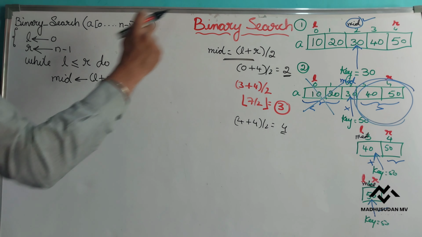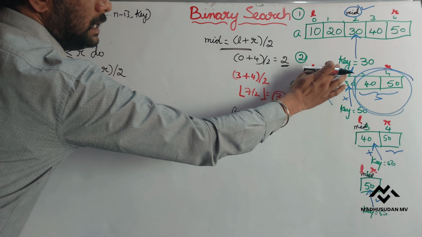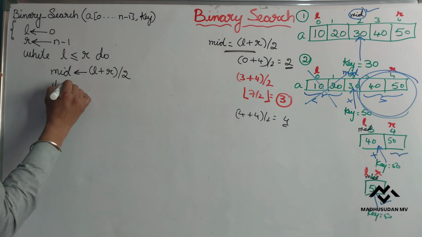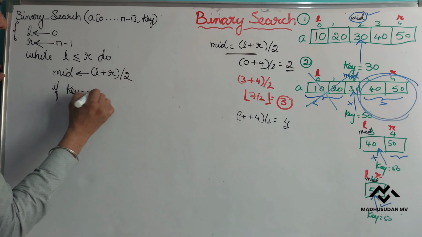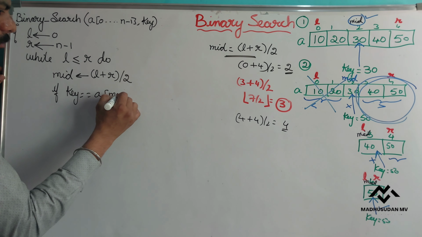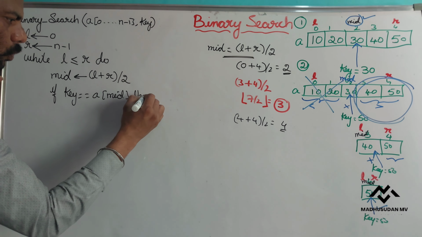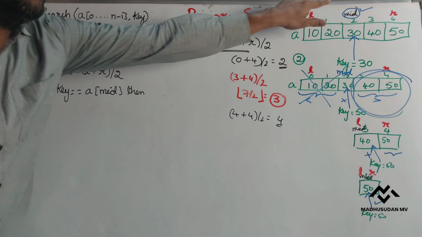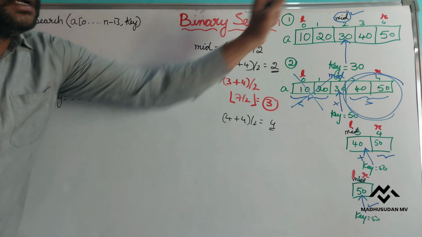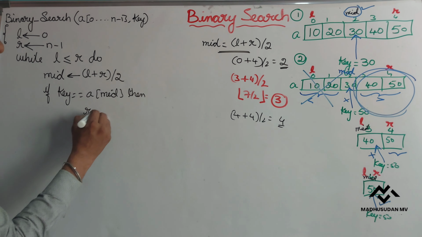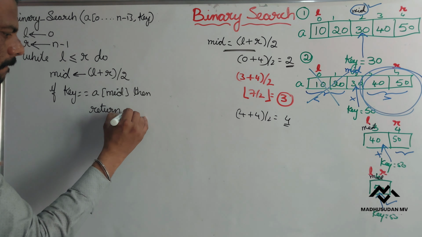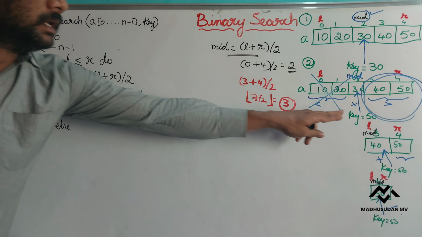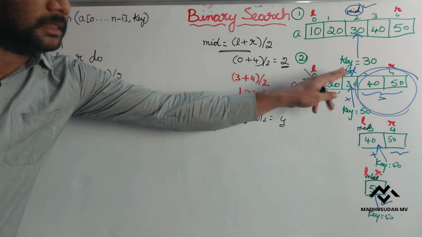Then what we did? Then we always compared what? Key element we compared with the mid element. So the comparison: if key is equal to A of mid. If this is true, these two match. If these two match, in this case, what we did? We return the mid position as the answer. So return mid.